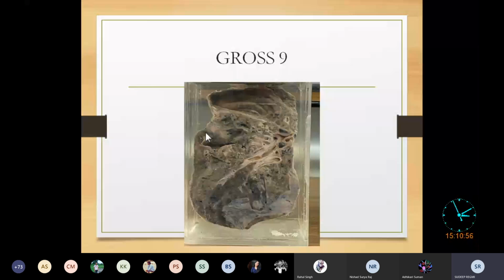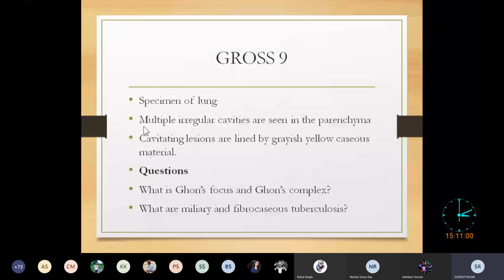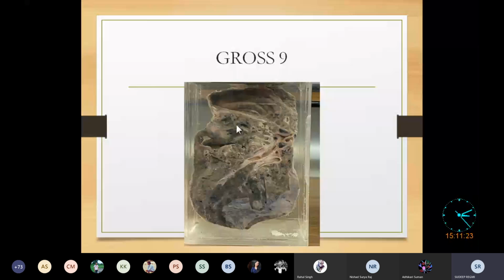Multiple irregular cavities are seen in the parenchyma, and the cavitating lesions are lined by grayish yellow caseous material. So the main thing here is the parenchyma with multiple irregular cavities. Here also you can see one cavity. Here also you can see a cavity. Otherwise, smaller cavitations are also there. And here you can see some areas of caseous necrosis. It is not prominent in this photograph, but there are areas of caseous necrosis. I don't know whether this is also an area of caseous necrosis.